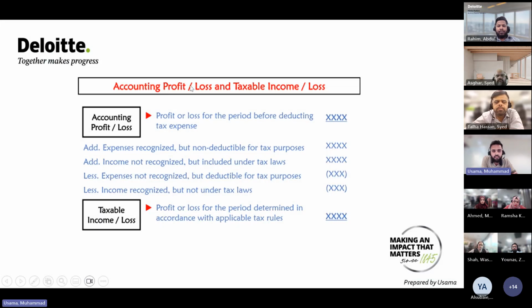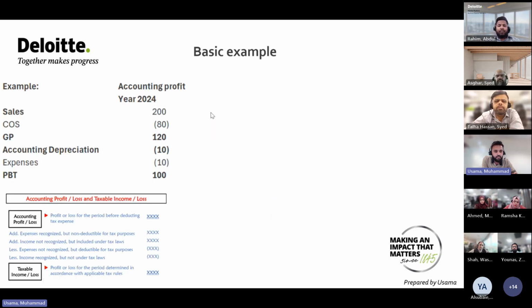So moving to the taxable income, we first need to understand that we have our accounting income. Here I have made an example. You can see here it is a basic profit and loss statement, with sales, cost of sales, gross profit, accounting depreciation, expenses, and our PBT. We usually prepare this statement as per IFRS and IAS accounting standards. And here I've said that we need to compute the taxable income, so we need to adjust some balances.